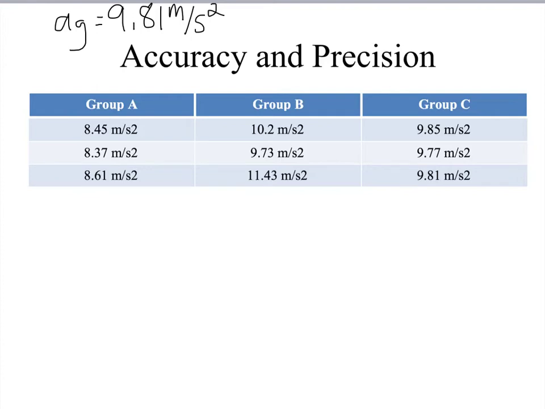So let's look at group A. Group A, all their values are close together, okay? 8.45, 8.37, 8.61. They're all closely related, but they aren't really near 9.81. So we'd say that group A here is precise, but not accurate.